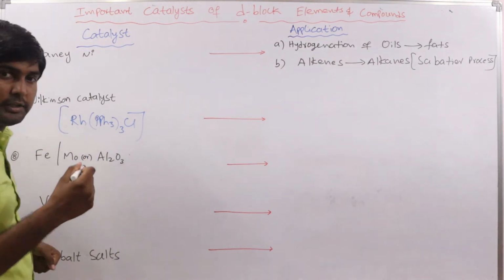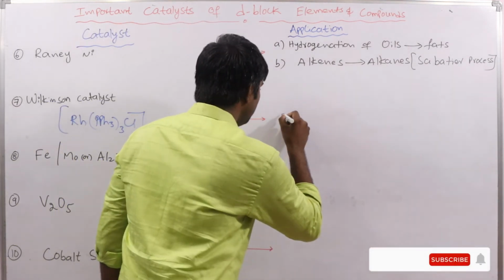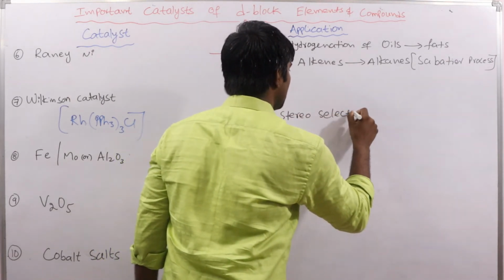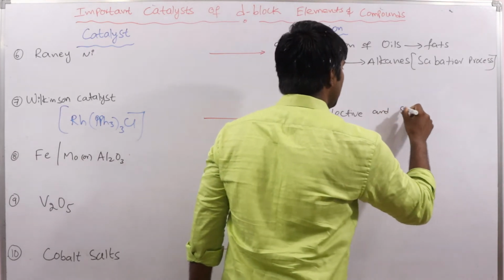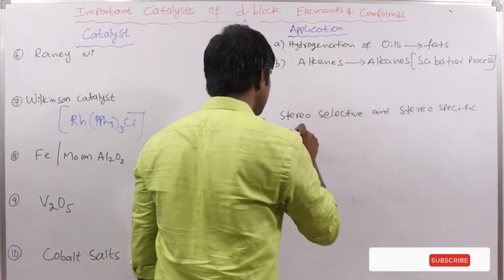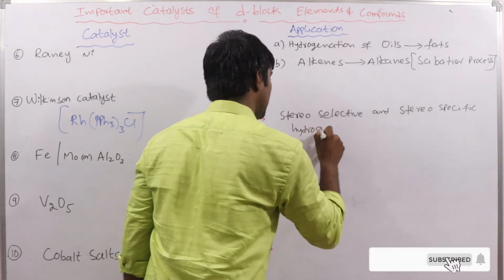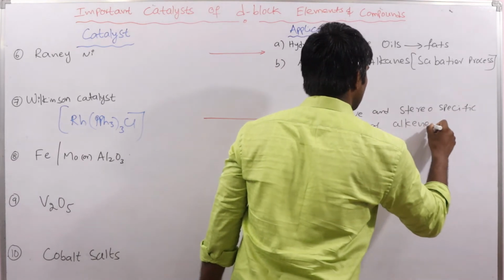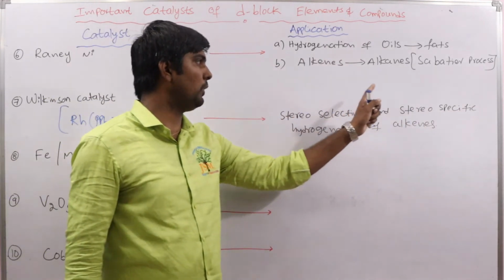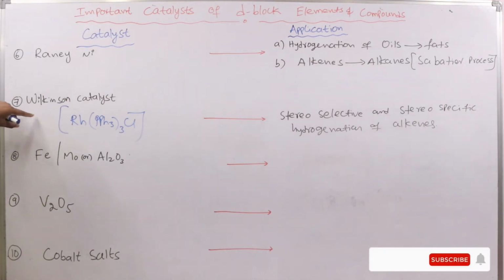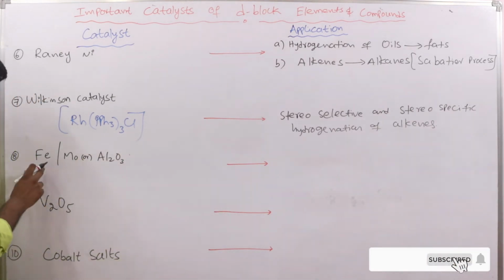This Wilkinson catalyst is used in stereoselective and stereospecific hydrogenation of alkenes. This is also a very important catalyst, Wilkinson catalyst. And next one is iron.